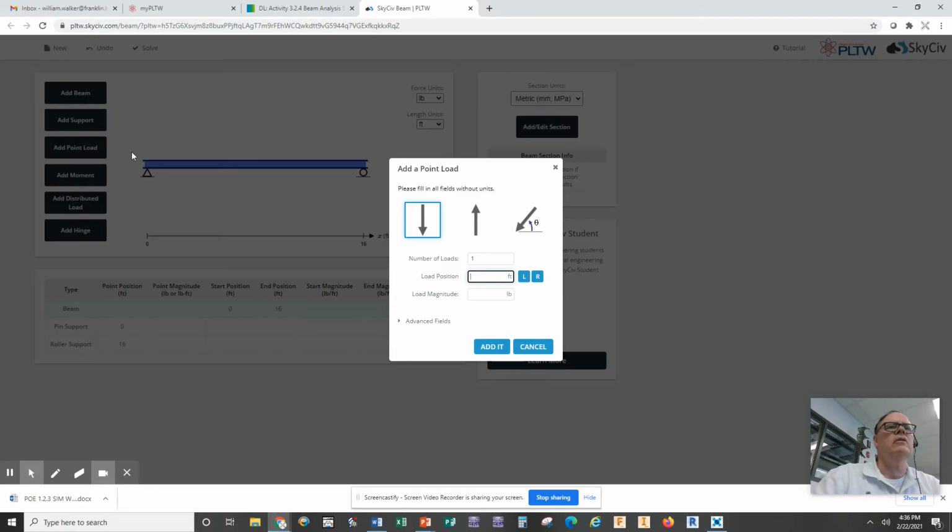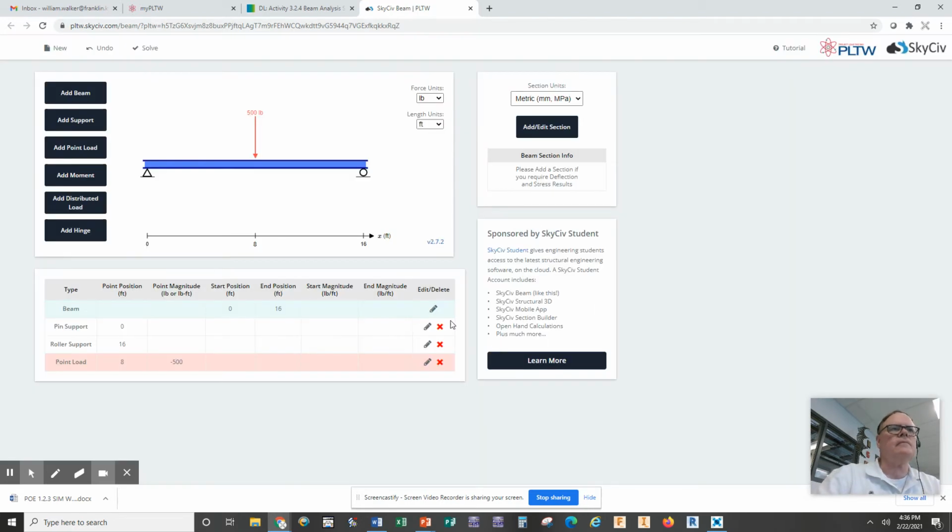Let's add a point load at the halfway point, pointing down. So the load position is going to be 8 feet from the end. Let's call it 500 pounds. Well, there's your point load, and it shows up in this table as well. Let's go ahead and make it more interesting, as some of your problems you had in your assignment.